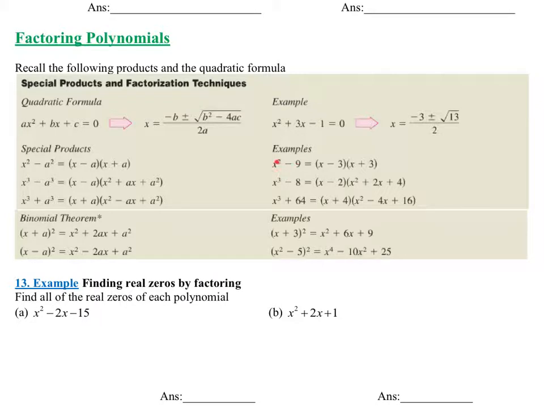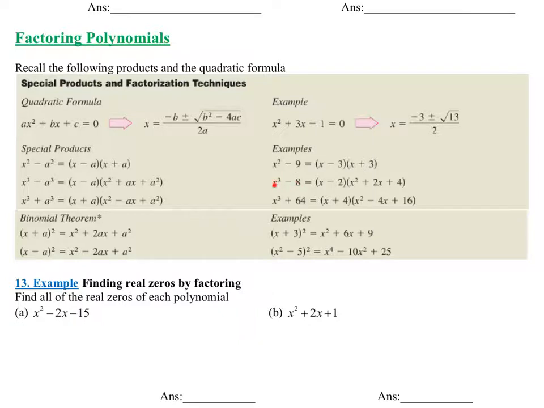Certainly you should know difference of squares. So for instance, x squared minus 9 factors into x plus 3 and x minus 3. Notice that x is a square and 9 is also a square. So that's difference of squares. You're going to factor those numerous times this semester.